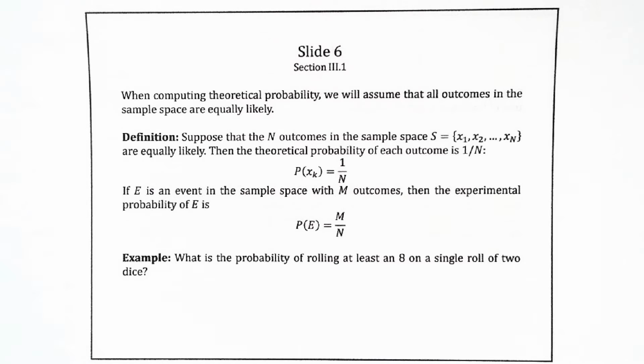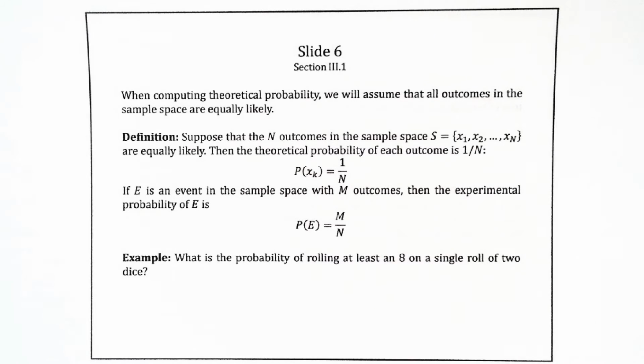Okay, so suppose that the n outcomes in the sample space S are all equally likely. Then the theoretical probability of each outcome is 1 over n. So if I take one of those outcomes, x_k, its probability is just 1 out of n. There's n possibilities. The probability of one of them happening is just 1 out of n. And then if E is an event in the sample space with m outcomes, so E is a group of m of these, then the probability of E is just m divided by n.